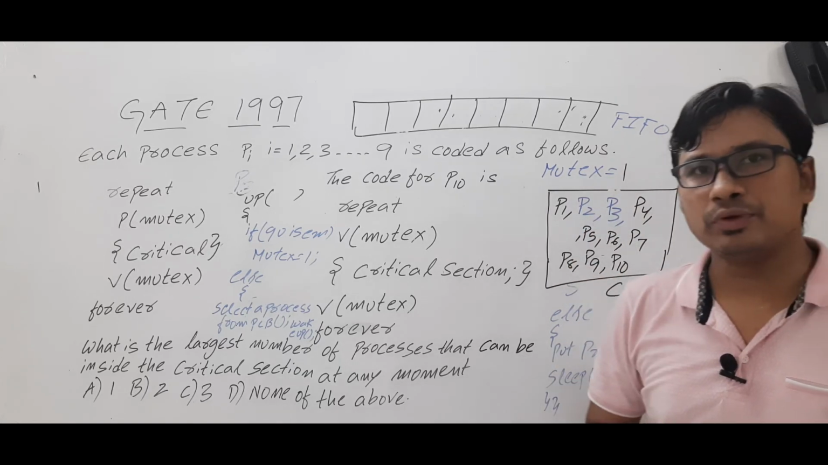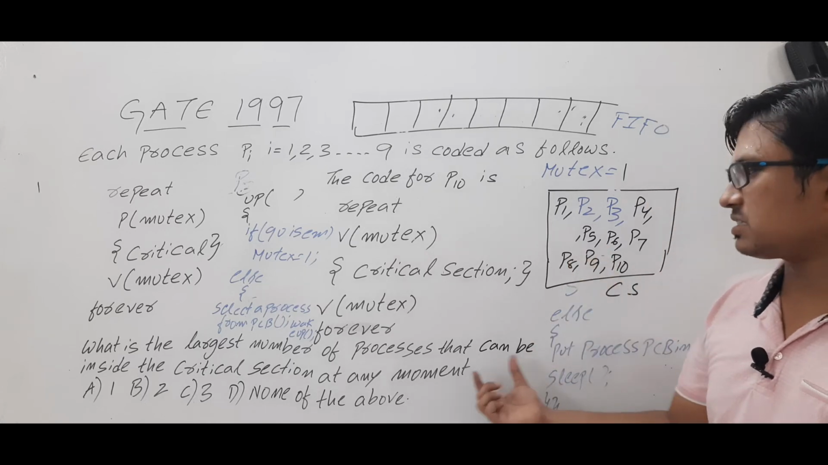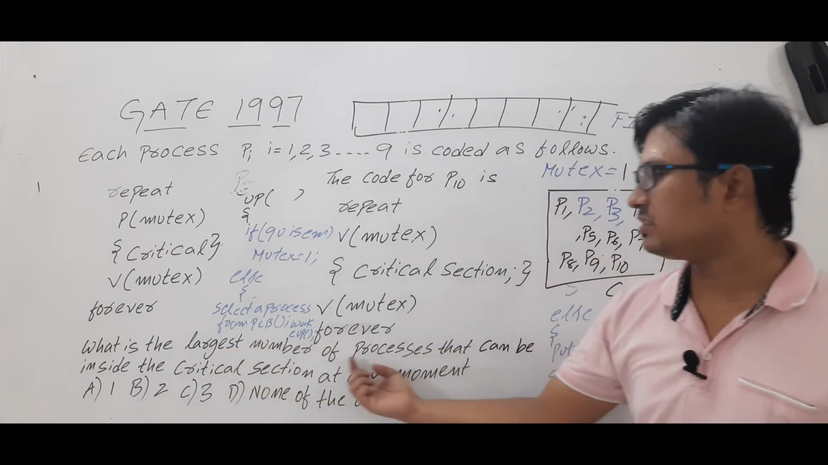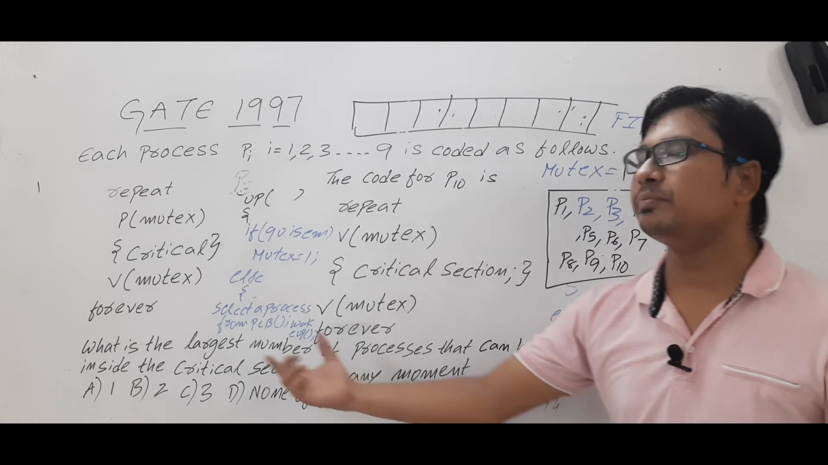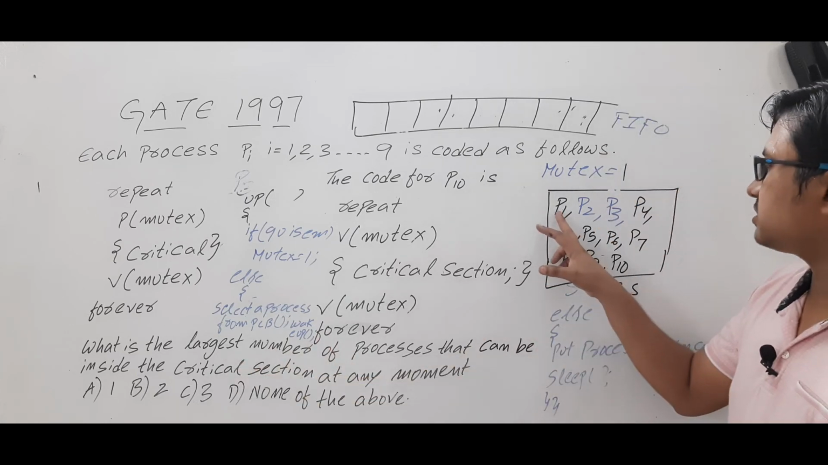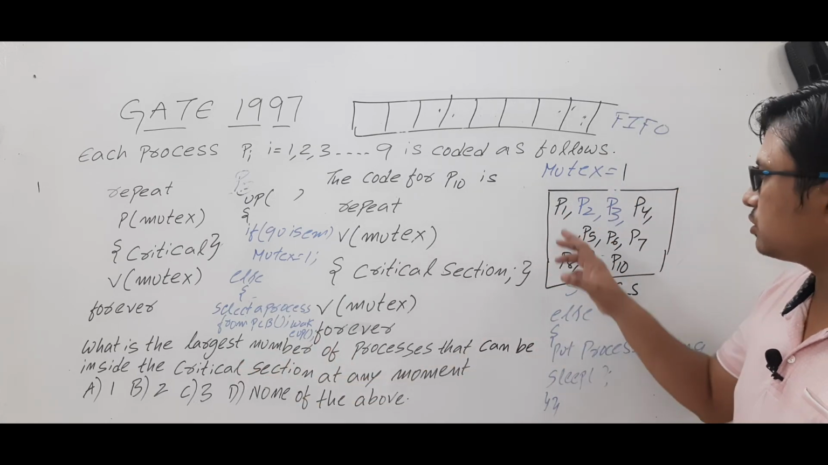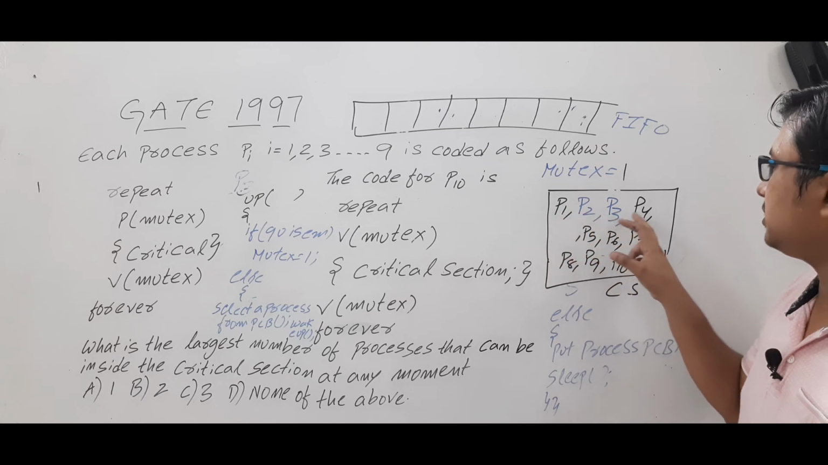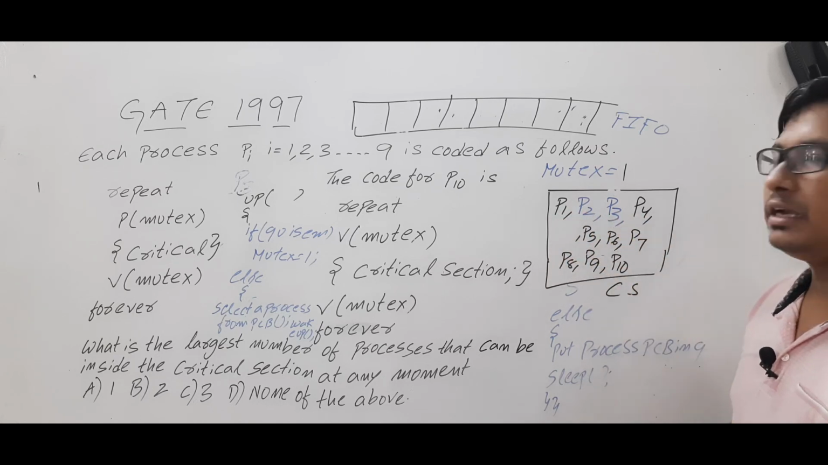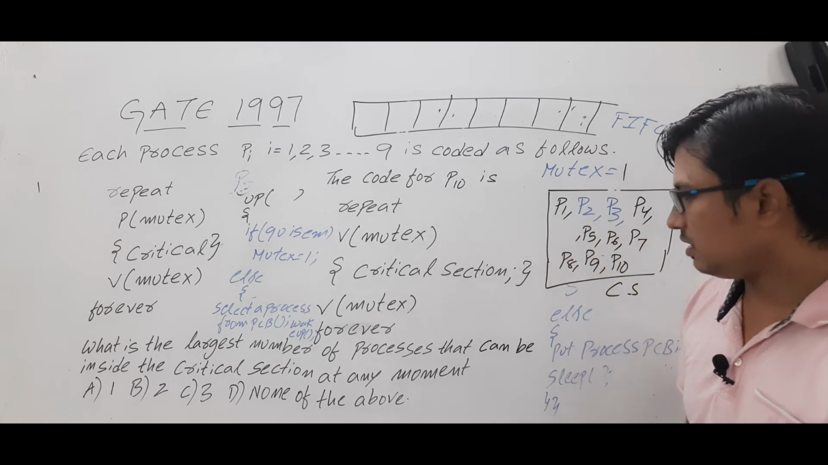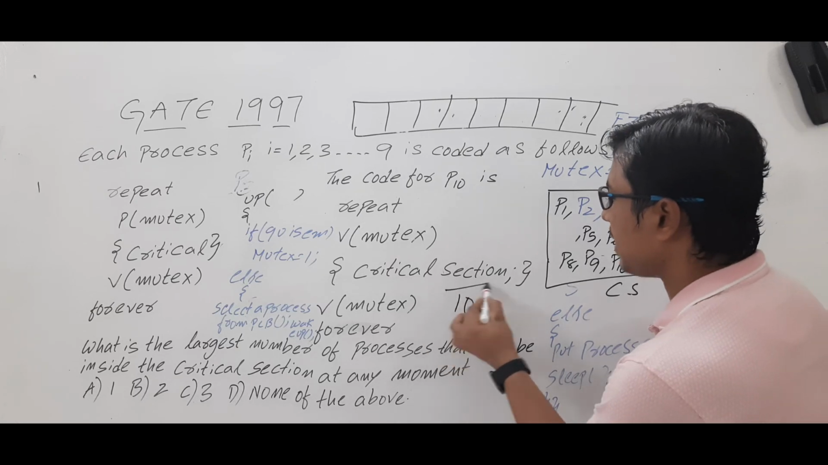So how many processes are there at max? That is what they are asking. What is the largest number of processes that can be inside? Now how many processes are there from P1 to P10? So P1, P2, P3, 4, up to 10, that is 10 processes in the critical section at max.